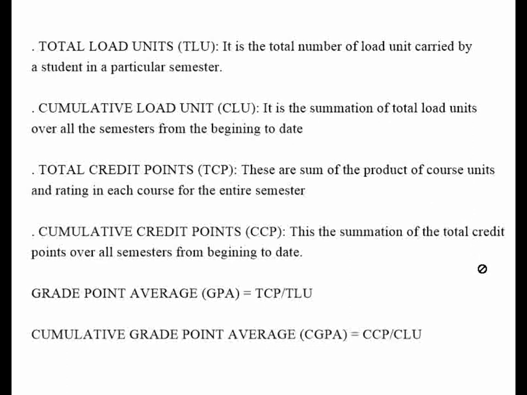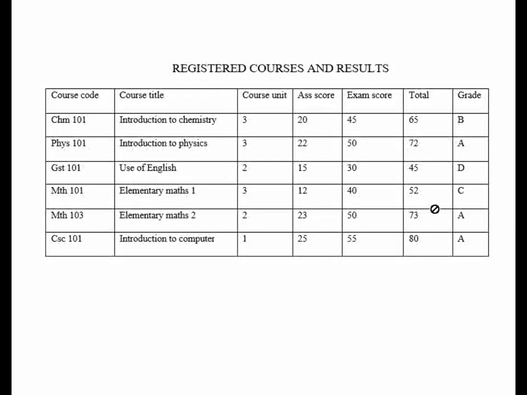Cumulative grade point, they say, is a summation of total credit points over all semesters from beginning to date. From what I explained in total load unit, it's the same thing as cumulative grade point. If the same candidate has results for 100 level first semester, 100 level second semester, and probably first semester 200 level, up to the person's present level, you now do this same calculation that we have done for all the semesters. For this semester we got 55. You do the same for another semester to the person's present level. When you add them together, what you have will be the cumulative point average.